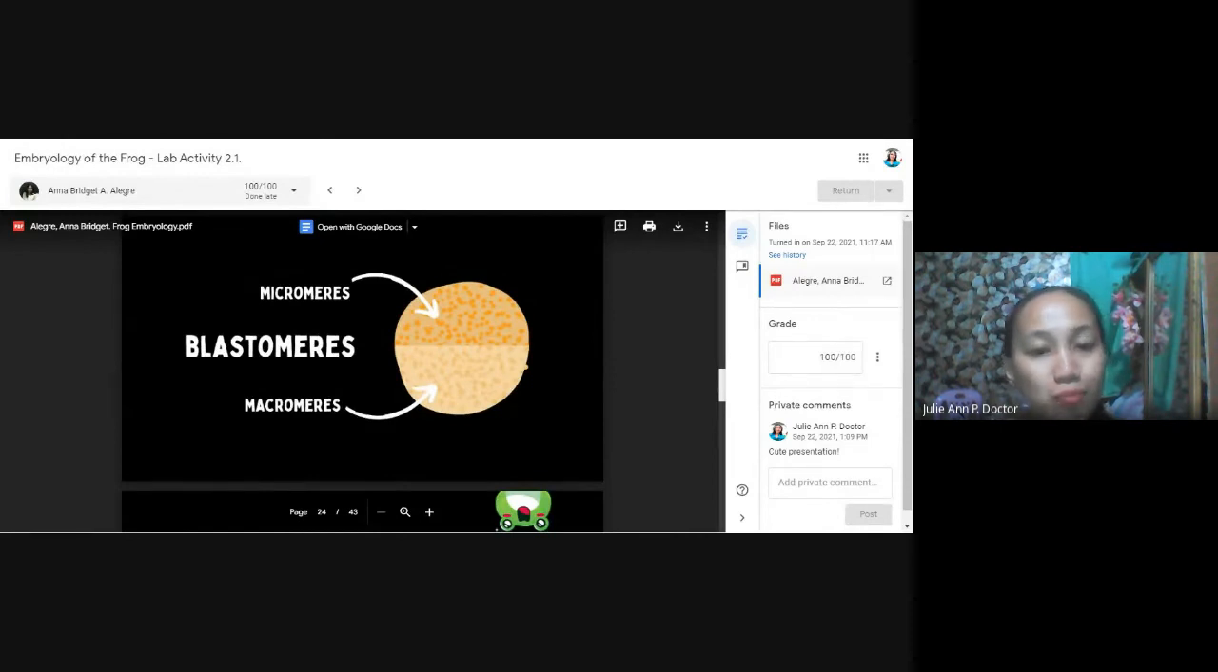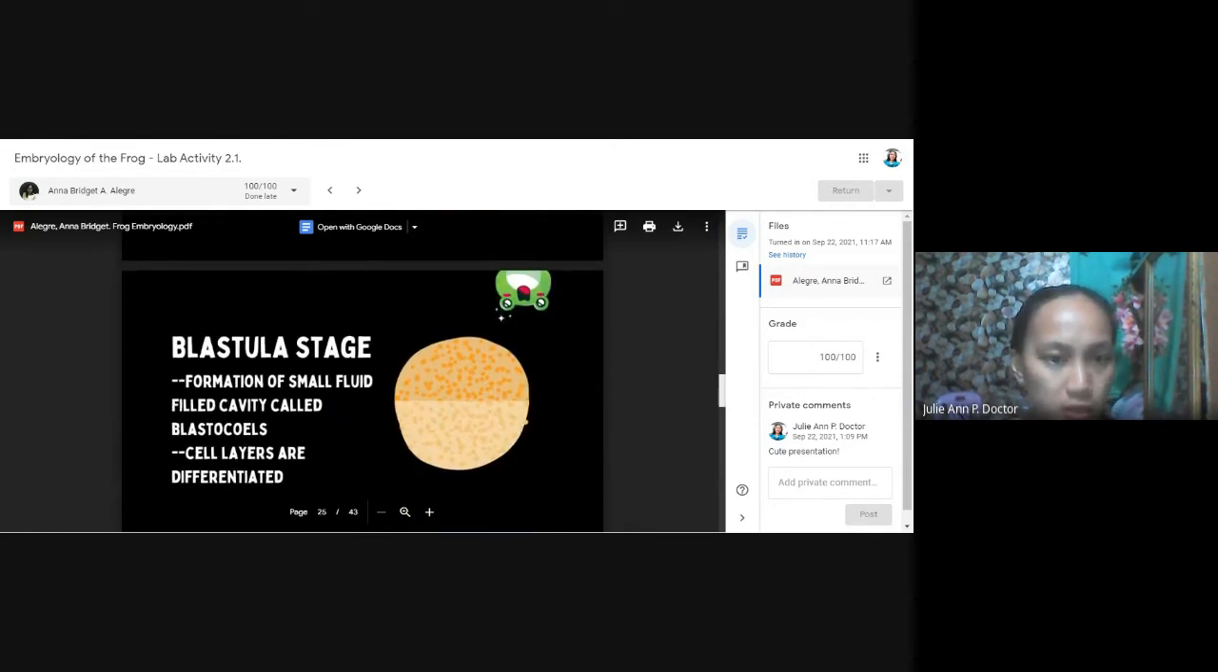Micromeres, we also have macromeres. What are the differences on this? Basically, it tells us about a certain part or certain half which has small cells and the other one has bigger cells. Blastula stage, formation of a small fluid filled cavity called blastocoel.